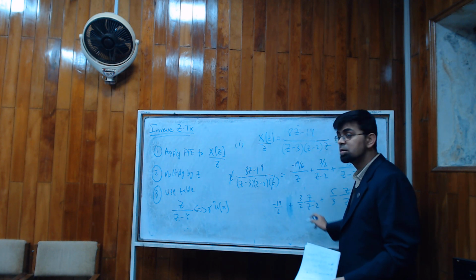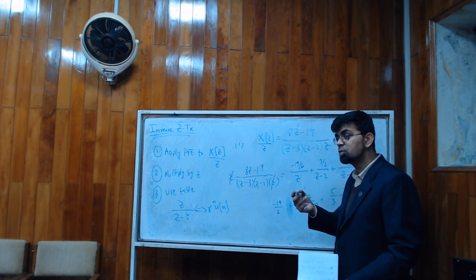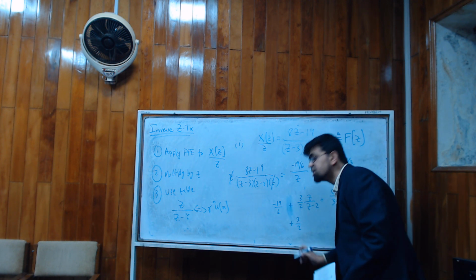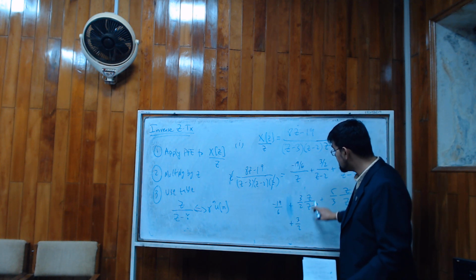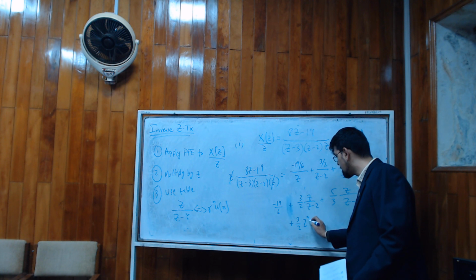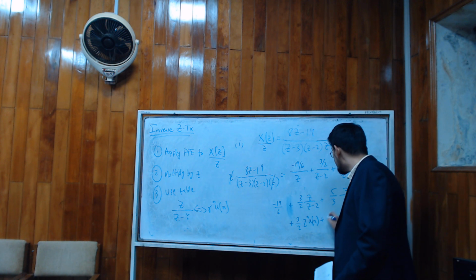This one. The 2 power. 2 power n, yes. With what? So of course 3 by 2 remains as it is. It's a multiplier. z by z minus 2 gives 2 power n times u[n]. Yes, that's the real thing you are leaving out. Okay. What about this term?